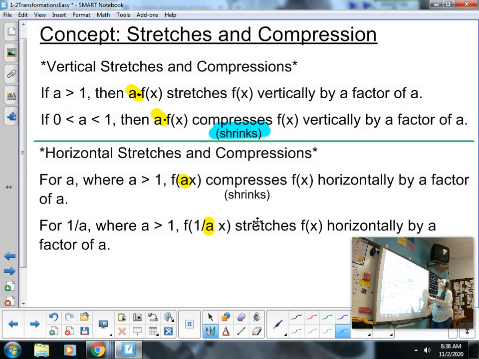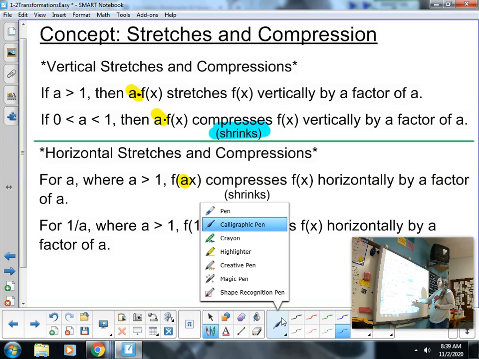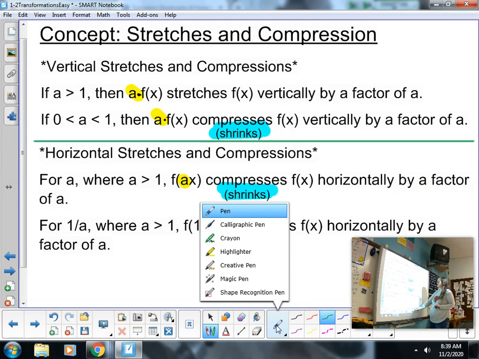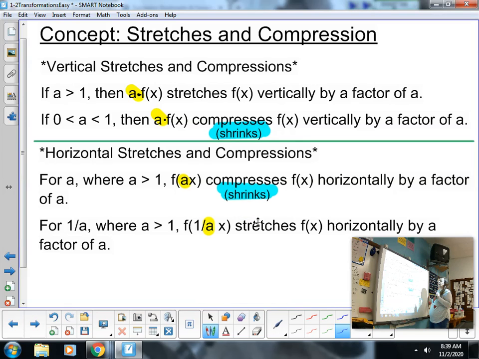For horizontal, your number is going to be on the inside with X. This is like example 3B. If that number is a whole number, that is going to be a horizontal compression or a horizontal shrink. And you see there we have that shrink again. If that number is a fraction, so here I know it says where A is greater than 1, but it has 1 over A. So if it is a fraction on the inside, that is going to be a horizontal stretch. So that would be pulling on it horizontally. That is what we had in example 3B.